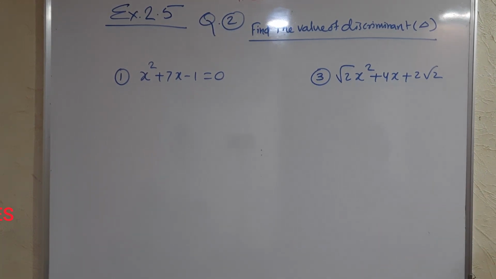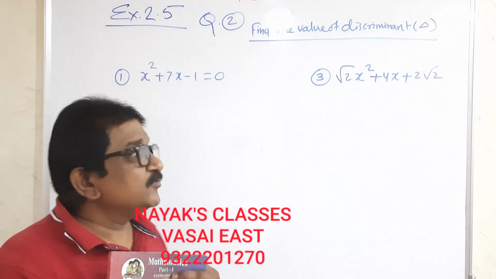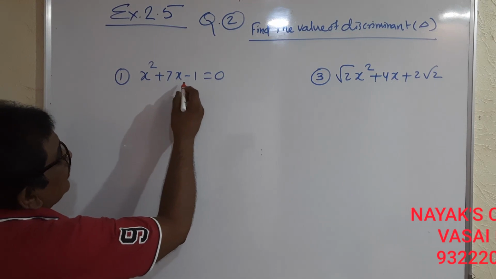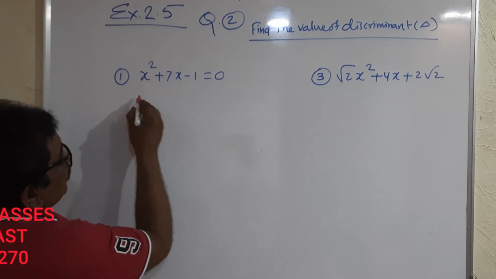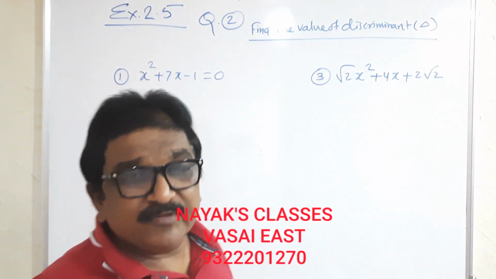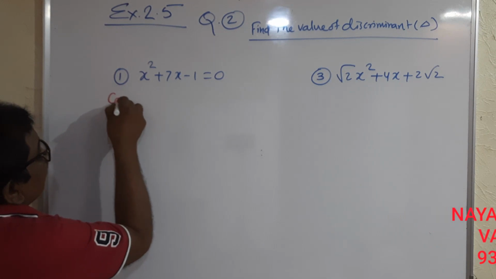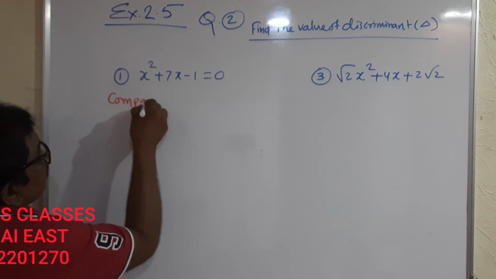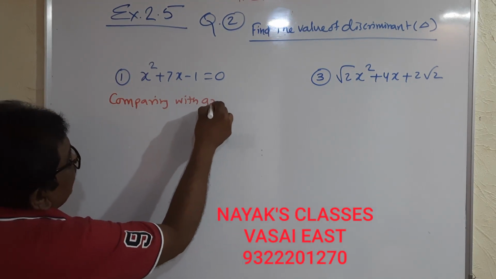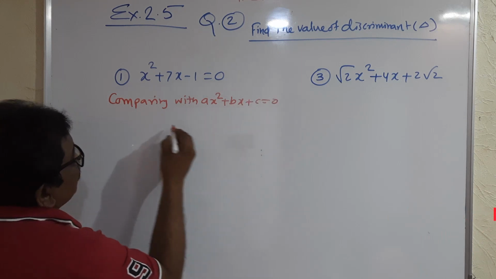So this is question number 2. Find the values of discriminant, that is b square minus 4ac. First equation is x square plus 7x minus 1 is equal to 0. What we have to do is compare with the standard equation, ax square plus bx plus c is equal to 0.